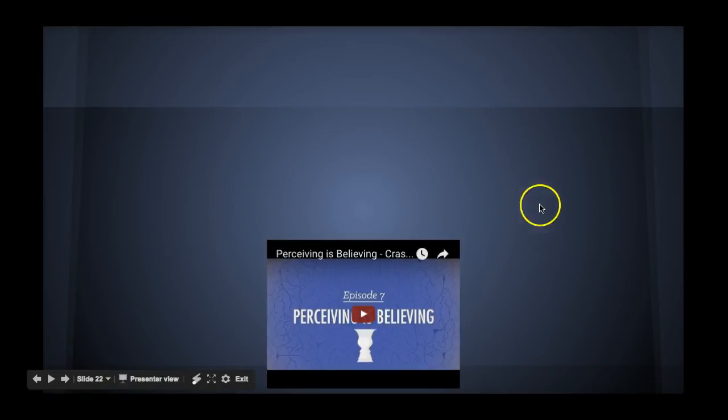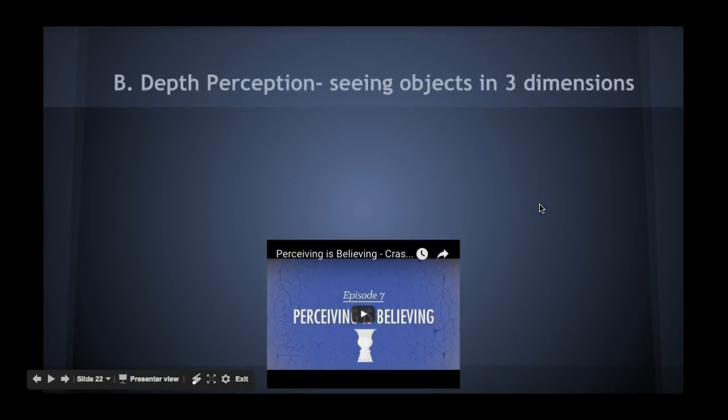The other thing we can talk about is depth perception. Depth perception is this idea that we can see things in 3 dimensions, kind of 3D objects. And depth perception is a result of our eyes and how we actually perceive things.